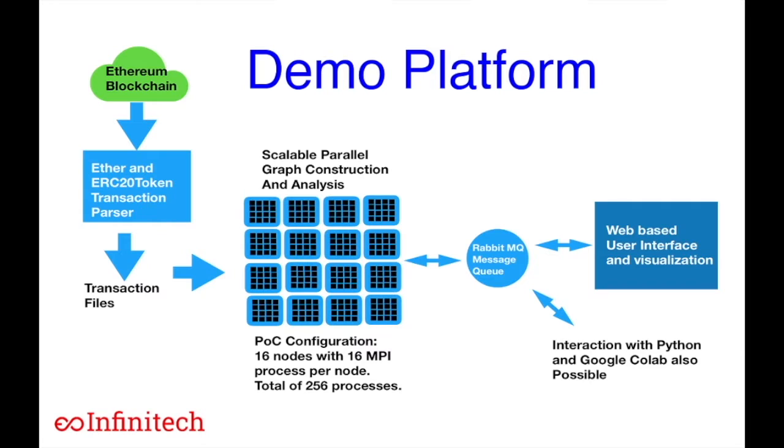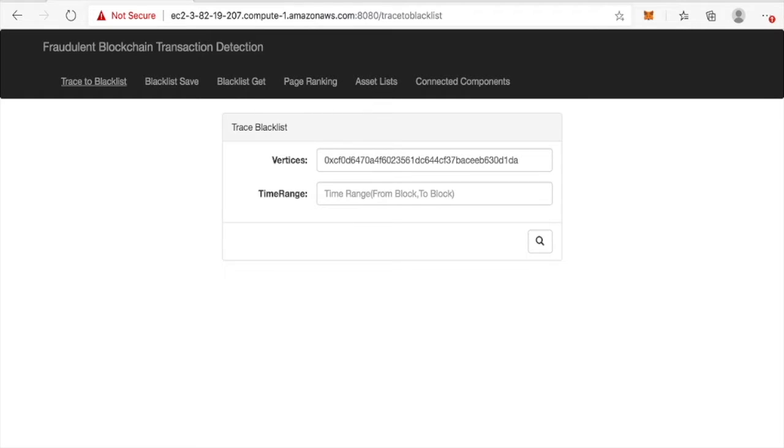We use a 16-node HPC cluster with 16 virtual processors on each node. The parallel graph analysis program can be interacted with through a message queue system. Let's interact with the graph analysis system via the web interface.